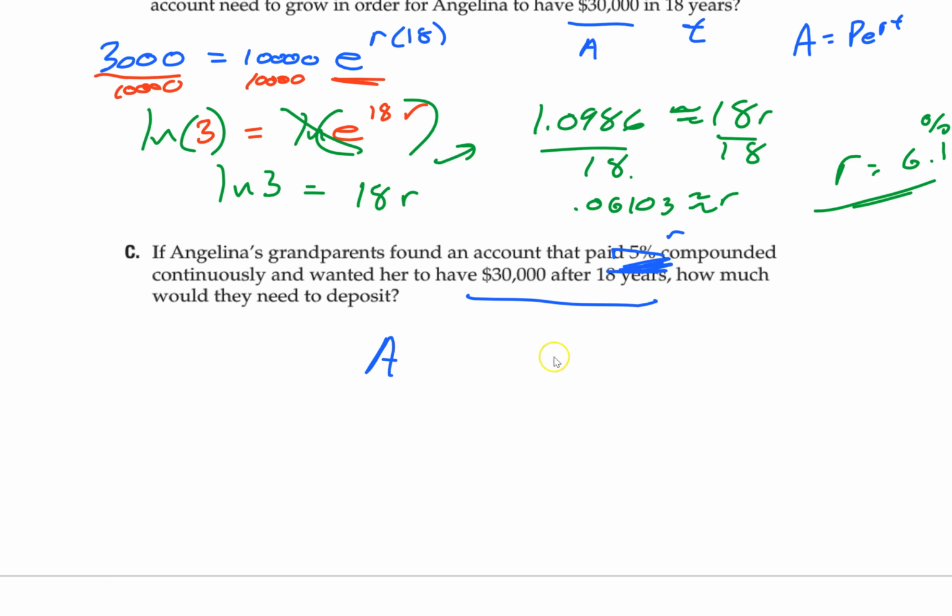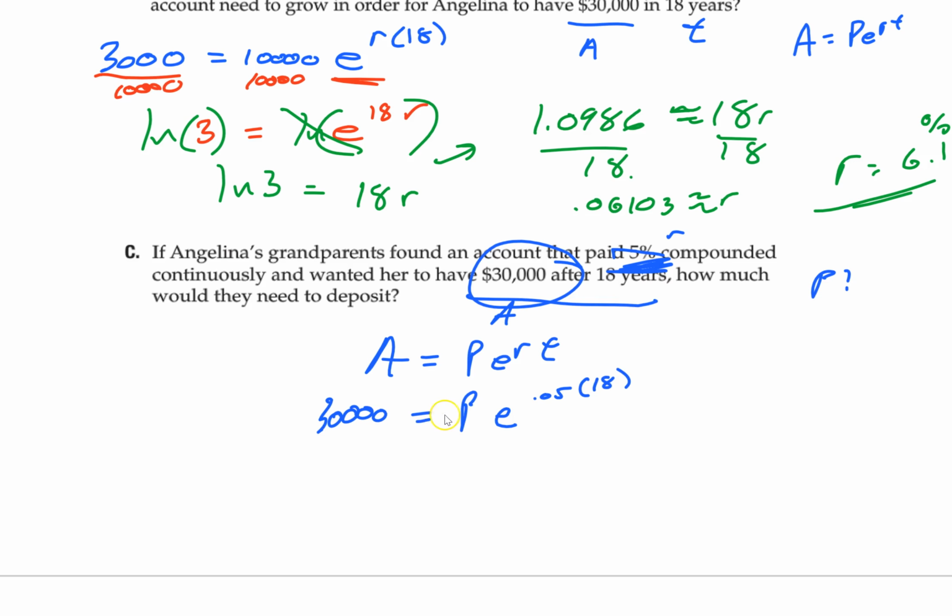So again, same kind of idea. Pert. They want her to have 30 grand at the end. We don't know how much they want to deposit, so that's our P. We're looking for P this time. How much do they deposit into it? I have everything else. I have e, I have R, 0.05. And I have 18 years.